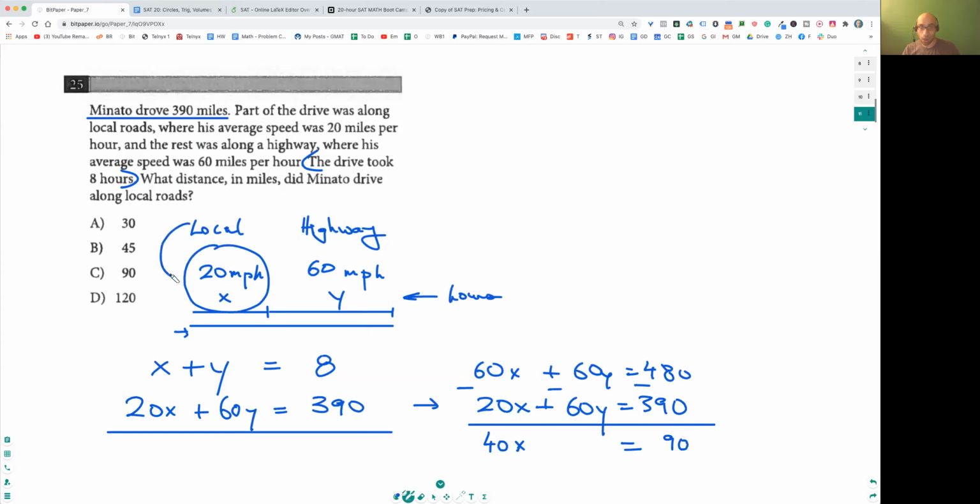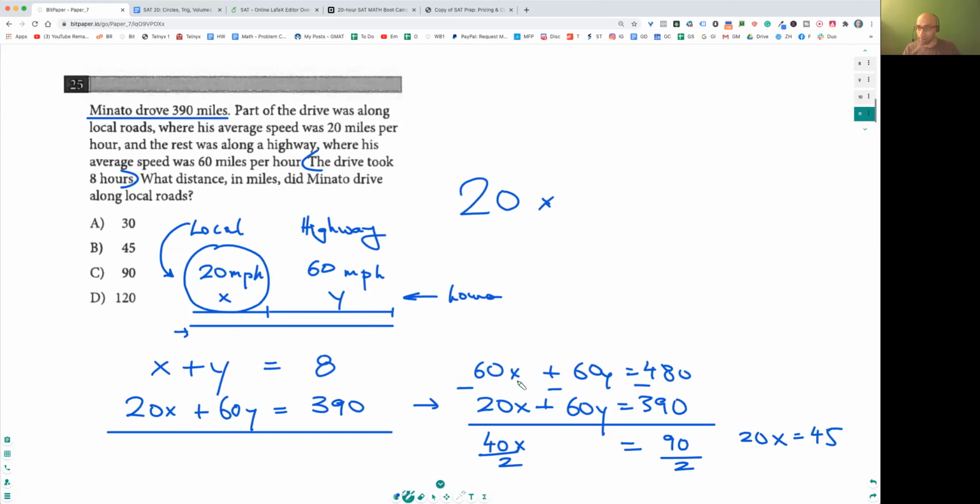Along these local roads, right? So the answer is 20x. But note that 40x is 90. So what is 20x? 20x is just 45, right? You divide by 2. Yes, excellent. Well done, Alicia. Ben, excellent. So divide by 2, and you immediately get 20x is equal to 45.